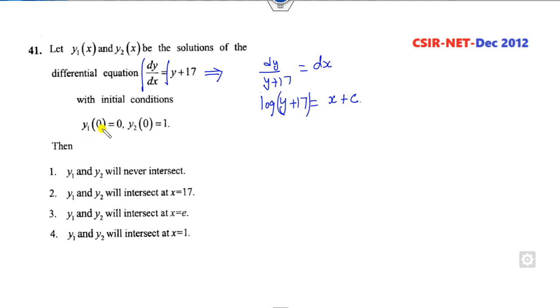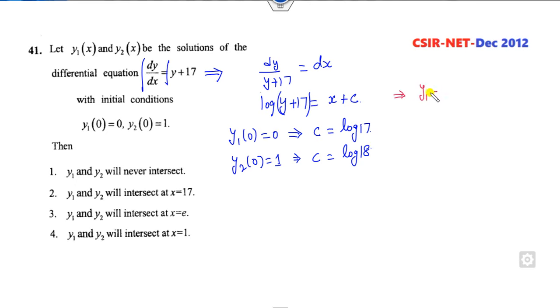So what is that? y of 0 is 0. So y1 of 0 is equal to 0. So it means c is my log of 17. y2 of 0 is my 1. So c is my log of 18. So what are the answers of this?